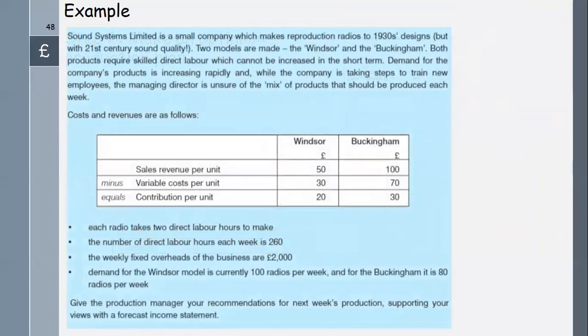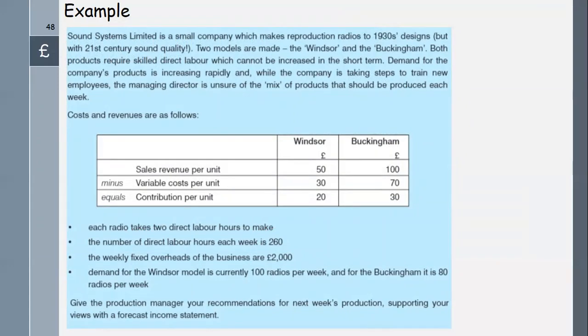So, second example. You've got a table. The scenario is to try and work out which radio to produce, Windsor or Buckingham. You've got the sales revenue, the variable costs, and they've worked out the contribution per unit for you already. The bullet points say that each radio takes 2 direct labour hours.